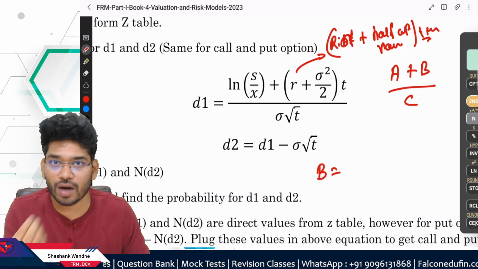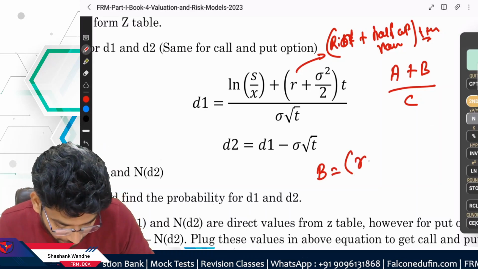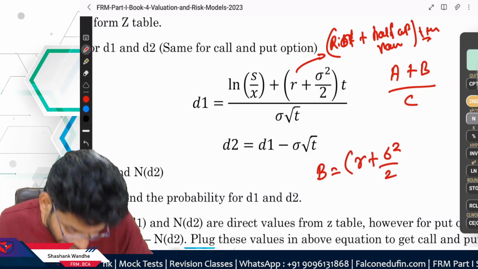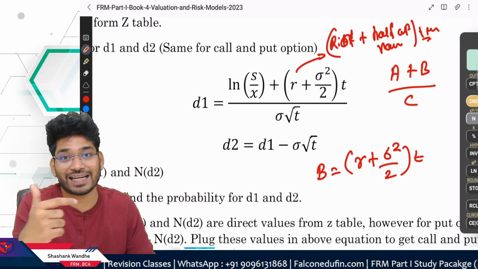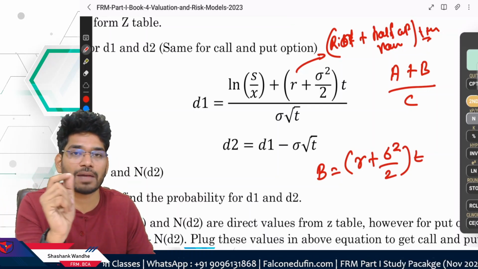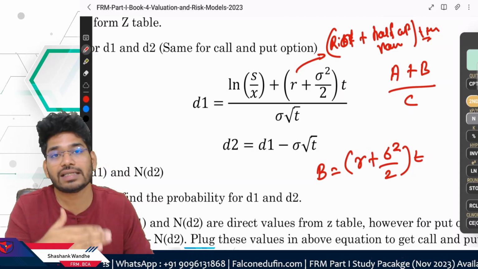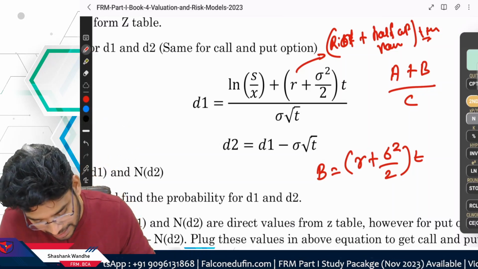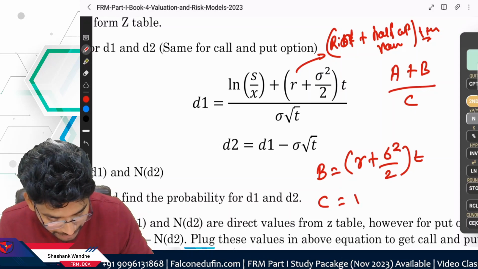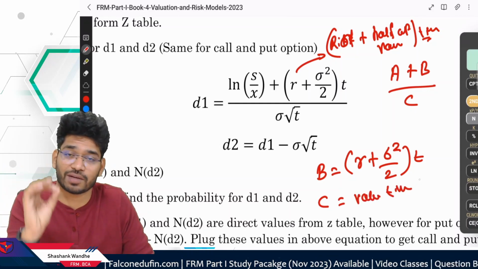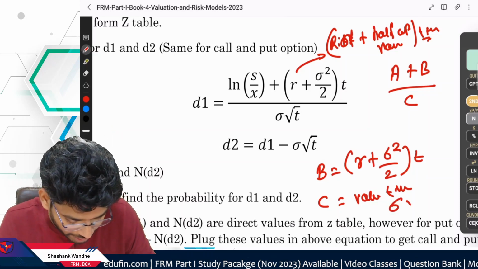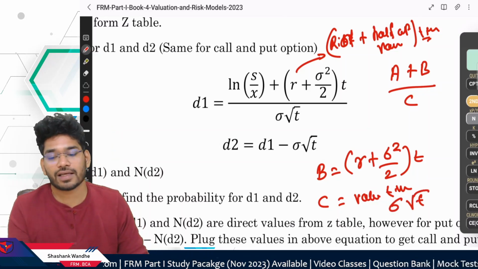Now I will write whatever I am saying. Risk-free rate plus half of variance, time adjusted. Remember, risk-free rate and variance are adjusted by time by multiplying with t. So this t is time to maturity. And C is volatility, time adjusted. And volatility is always adjusted by under root t. Volatility, time adjusted. Simple. Okay.